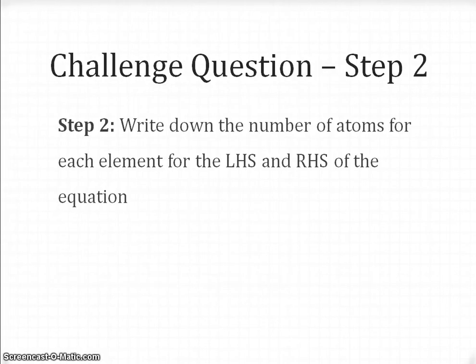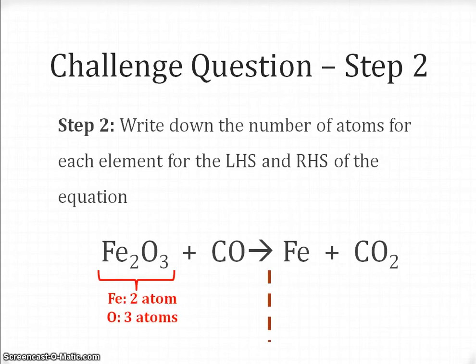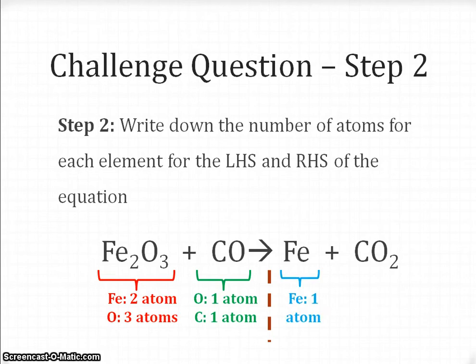Now, step 2. Write down the number of atoms for each element for the left-hand side and right-hand side of the equation. Iron 3 oxide has 2 iron atoms and 3 oxygen atoms, while carbon monoxide has 1 carbon and 1 oxygen atom. On the right-hand side, there is 1 iron atom and also 1 carbon and 2 oxygen atoms from carbon dioxide.